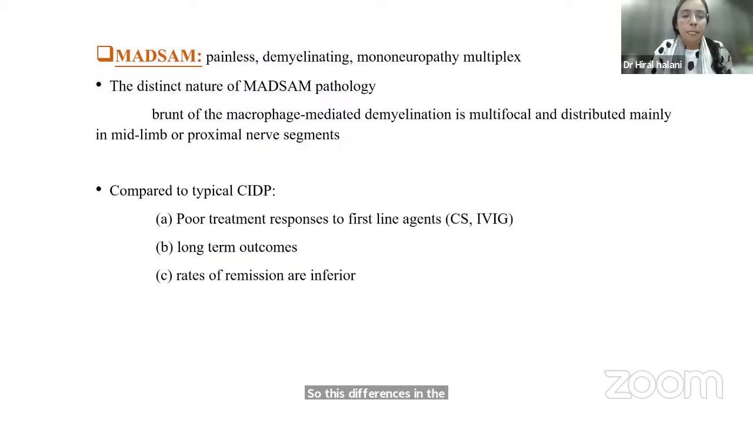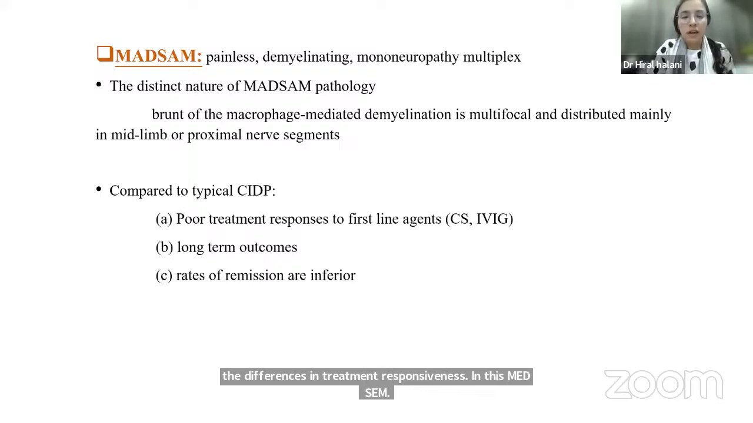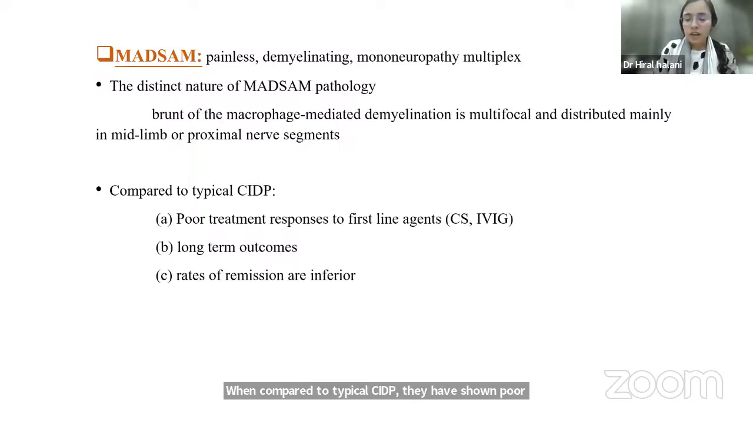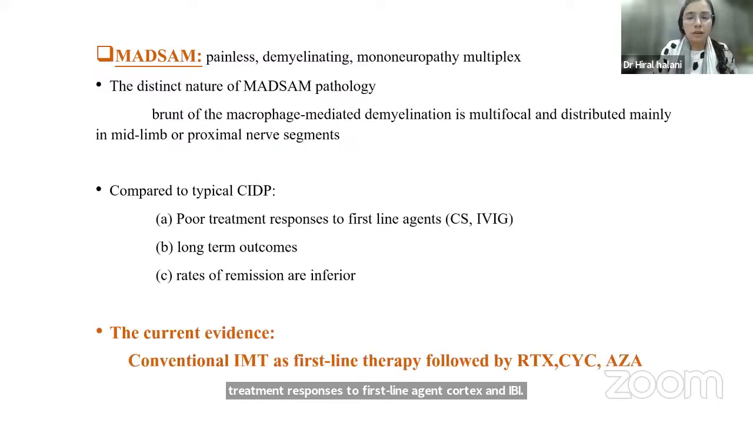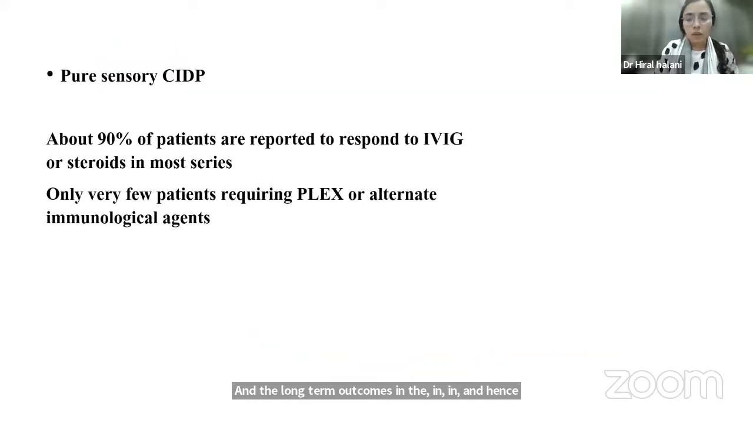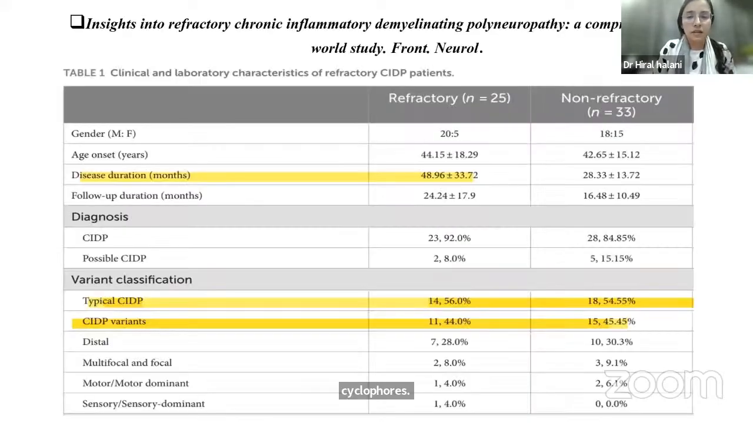In this MADSAM, when compared to typical CIDP, they have shown poor treatment responses to first-line agents, corticosteroids and IVIG, and the long-term outcomes in remission are inferior, and hence more use of second-line therapy with rituximab and cyclophosphamide. Pure sensory CIDP responds as well as typical CIDP to the conventional therapies.